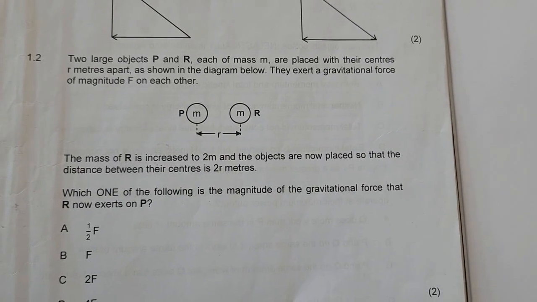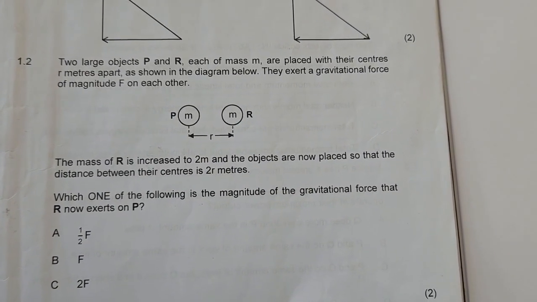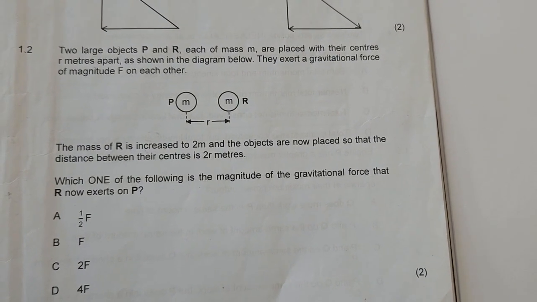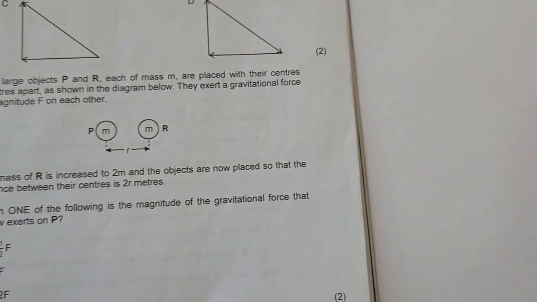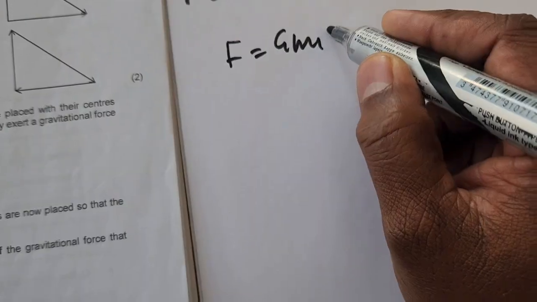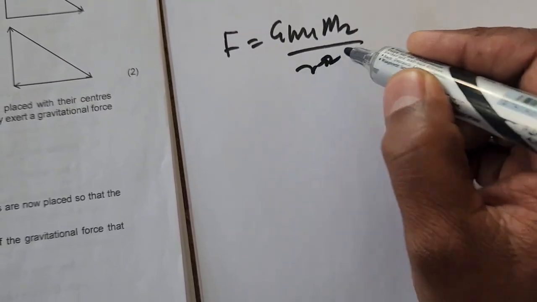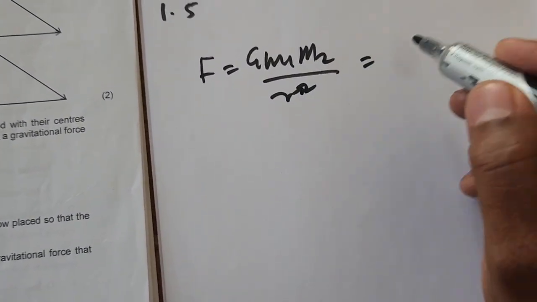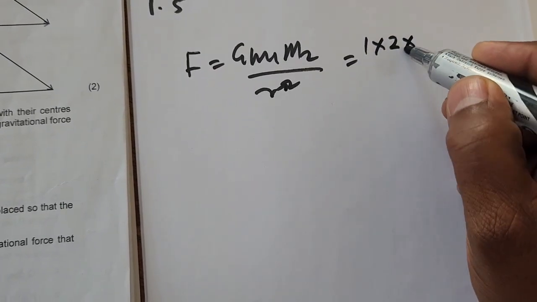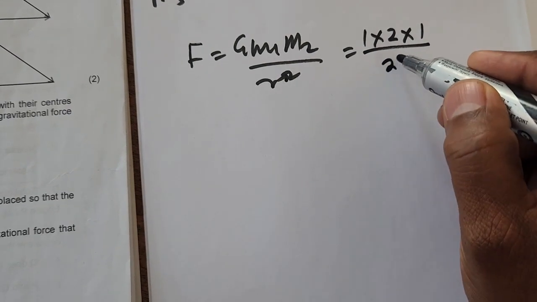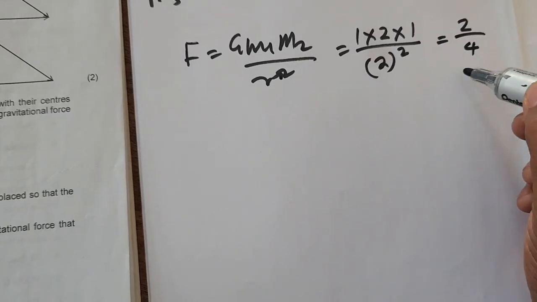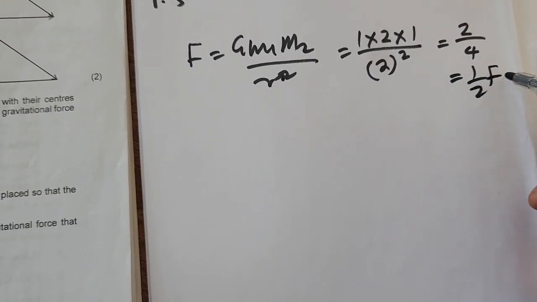In this case, remember, if you double one of the masses and double the distance, and you want to calculate it quickly, use the formula F equals G m1 m2 over r squared. If everything remains the same, put 1, and the one that is doubled, you put 2, the other mass remains the same, and the distance is also doubled. Then you can see it's 2 over 4. Therefore, the force will be halved.